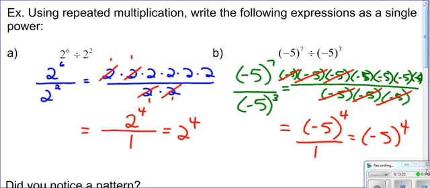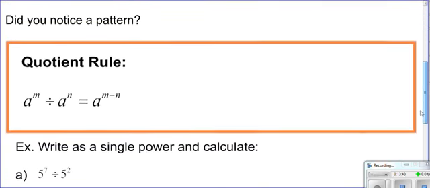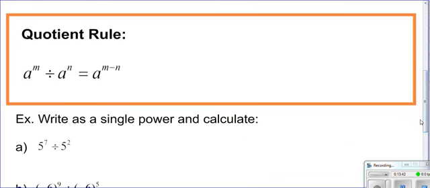So did you notice the pattern? Well, in the first example, we have 6 divided by 2, and we ended up with 4. In the second example, we had 7 divided by 3, and we ended up with 4. I hope you noticed that the pattern is subtraction. So this is our quotient rule. When you have the same base being divided, the exponents are subtracted.